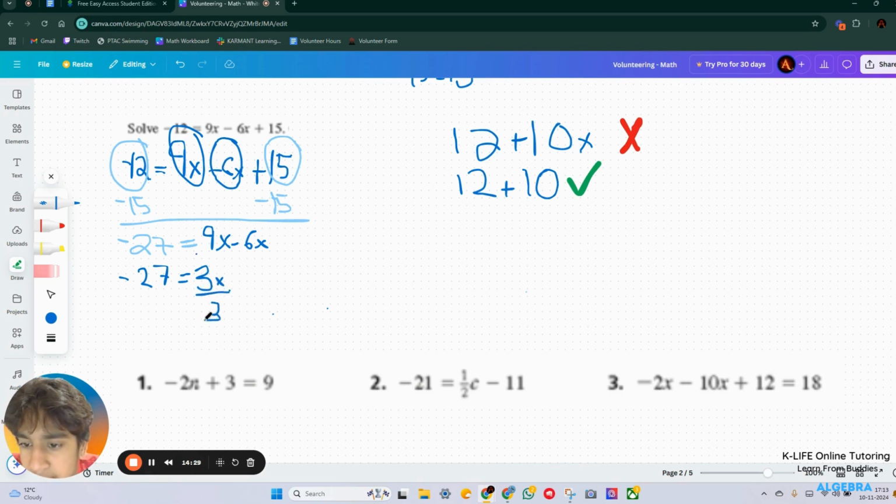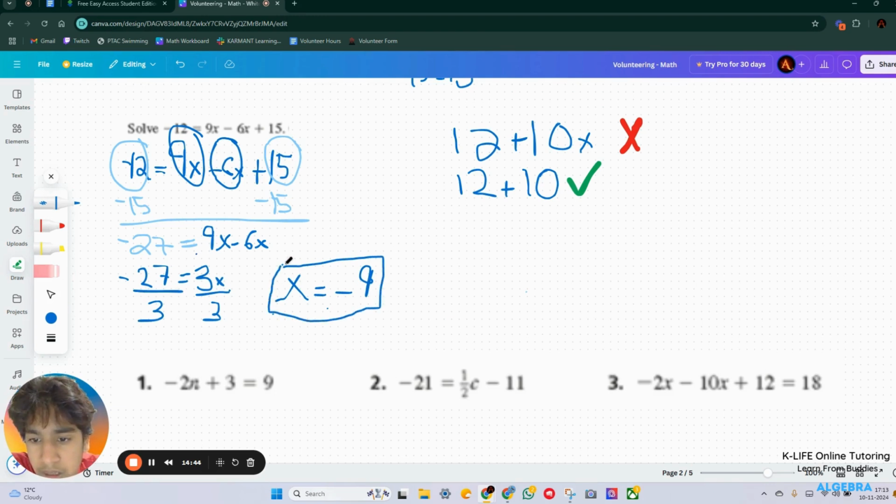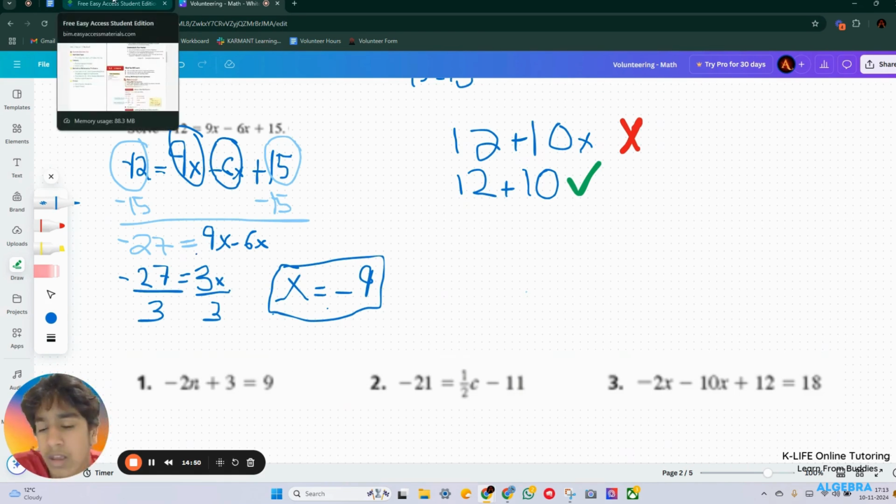Now we just do our normal division. We isolate the x by dividing 3 on both sides. And then x equals negative 9, because negative 27 divided by 3 equals negative 9. So x is given a value now. After finding and proving it, you know it's negative 9.